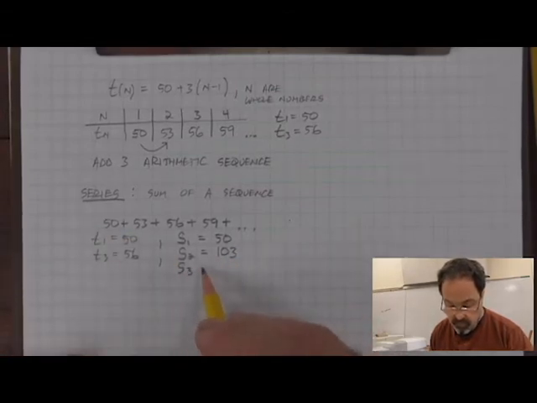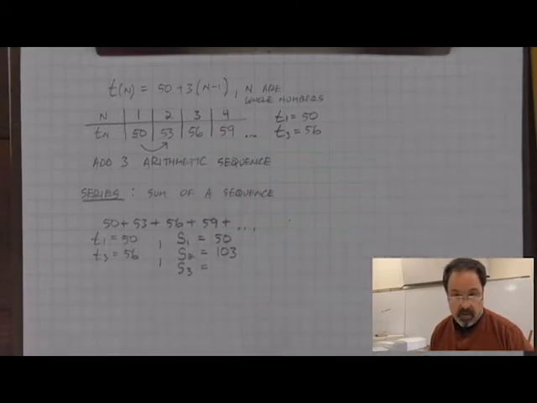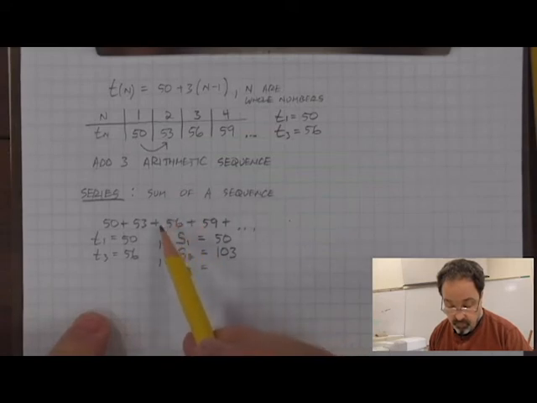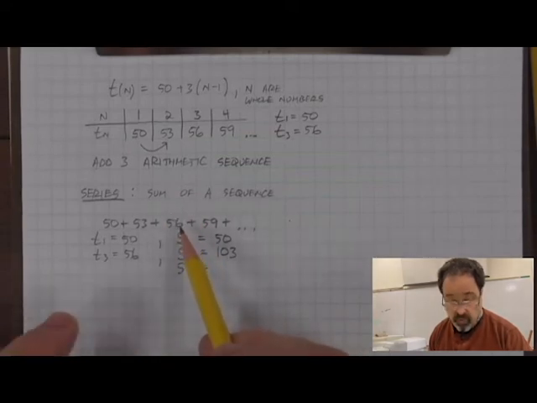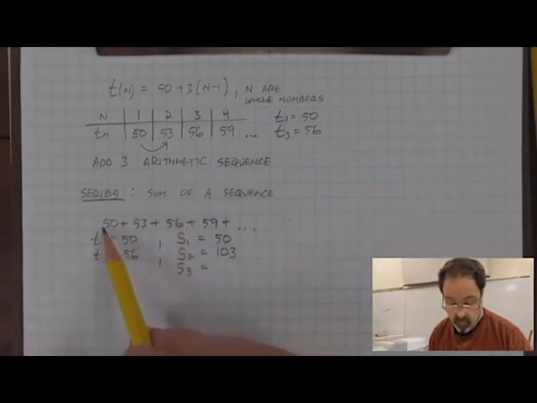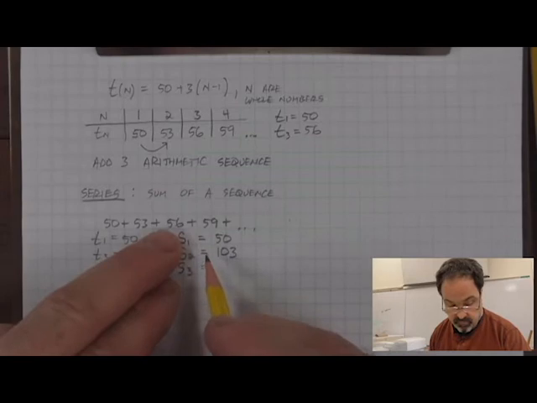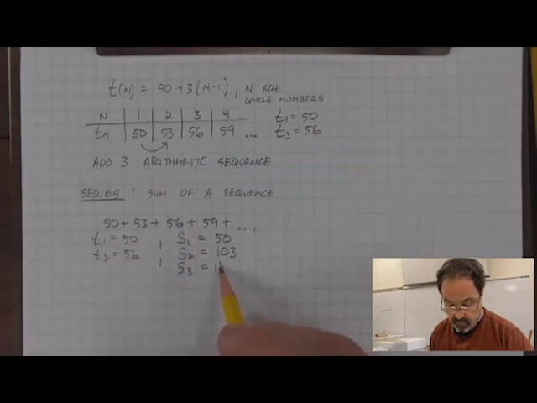S sub 3 stands for the value of the series, meaning the addition of all the terms from the initial up to the third. The third term is 56, so S sub 3 stands for all of the terms added together up to 56. 50 plus 53 plus 56 is 159.